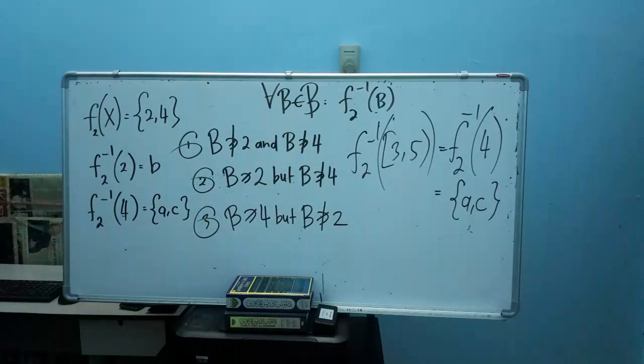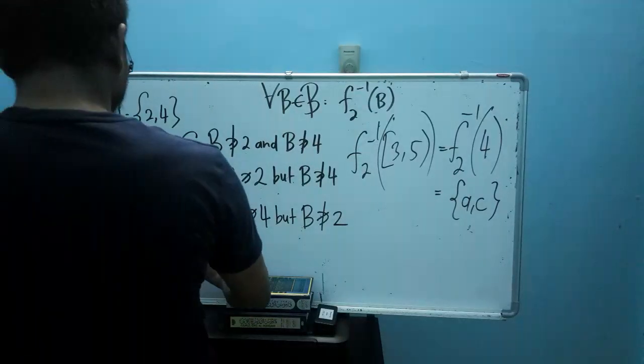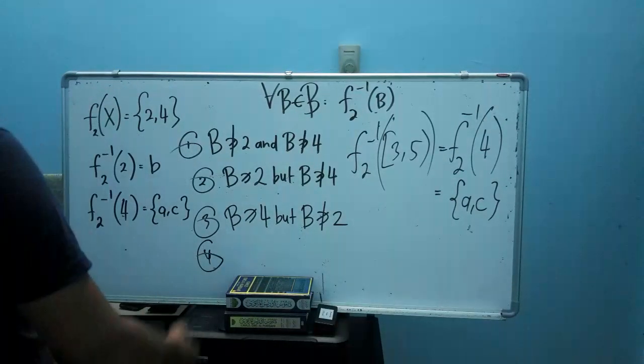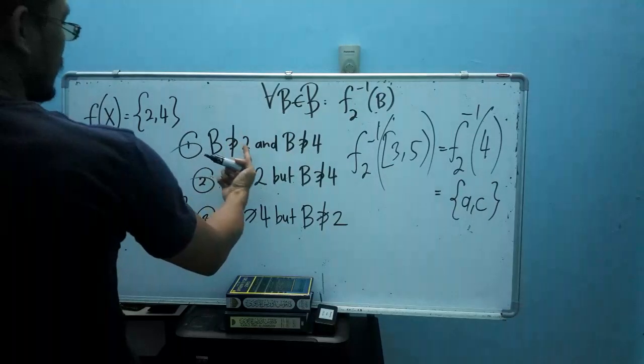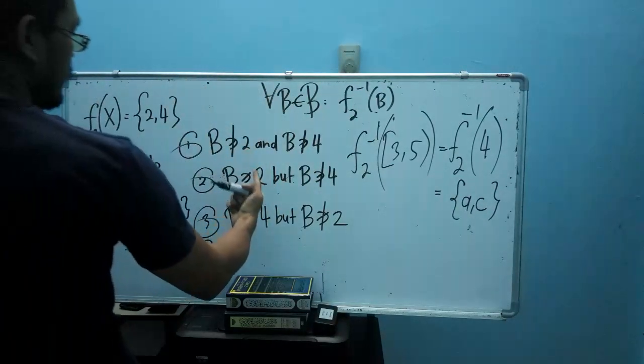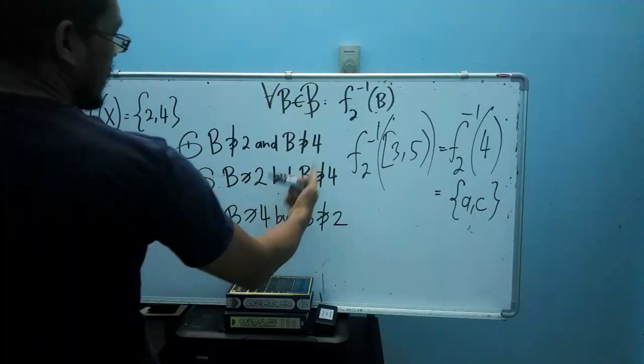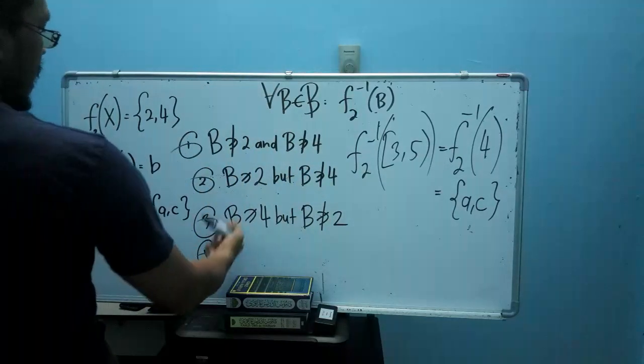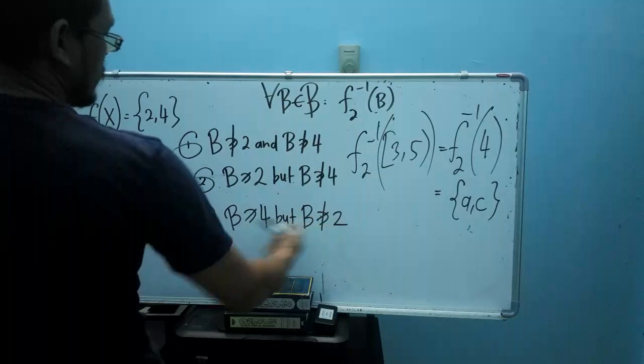Okay, and then the last one. I have B doesn't contain 2 and B doesn't contain 4. The second one, I have B contains 2 but B doesn't contain 4. And then number 3, I have B contains 4 but B doesn't contain 2.